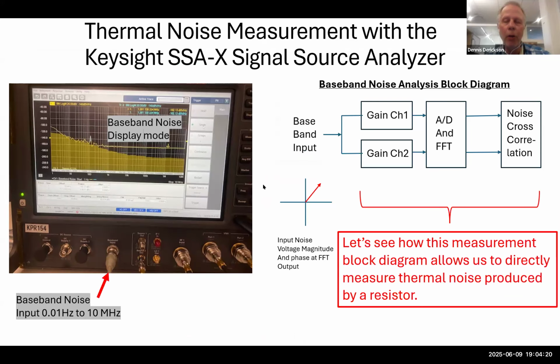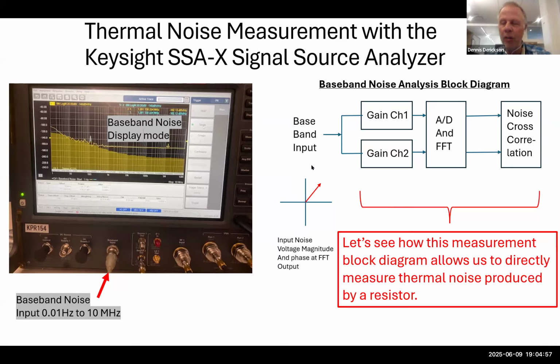Now, I'm going to go through an example where you can get a sensitive receiver that can actually measure the voltage noise as a function of frequency from a 50 ohm resistor. This instrument, the Keysight SSIX source signal analyzer, has an input called the baseband noise analyzer. It's a very sensitive receiver covering from 10 millihertz up to 10 megahertz. With this input, we can actually measure the thermal noise of a resistor directly.